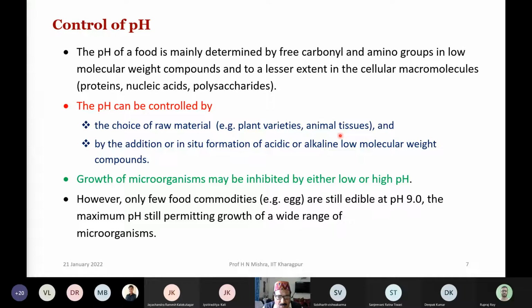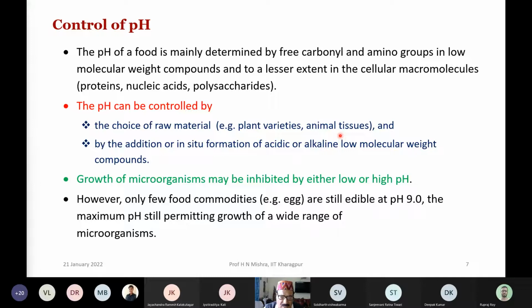However, there are a few commodities, like for example egg, that are still edible at pH 9. Most of the food that we eat is either low acid or near neutral, or sometimes acid food, high acid food, like citrus juices, etc. But there are very few alkaline foods. Even whole egg is a low acid food or slightly neutral food.